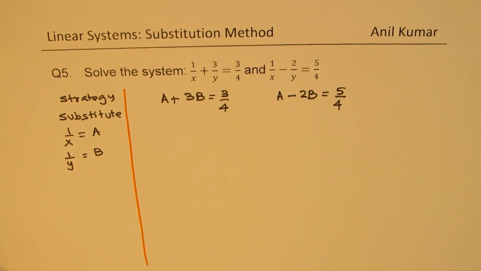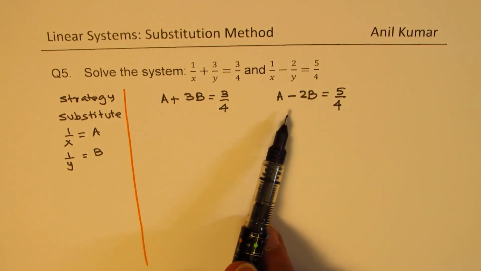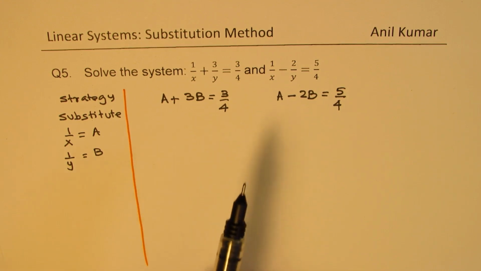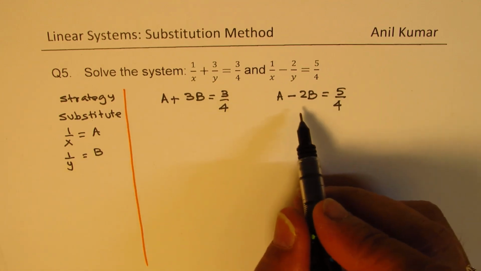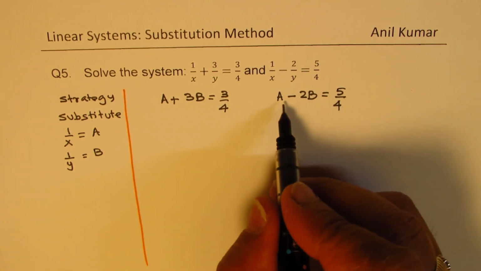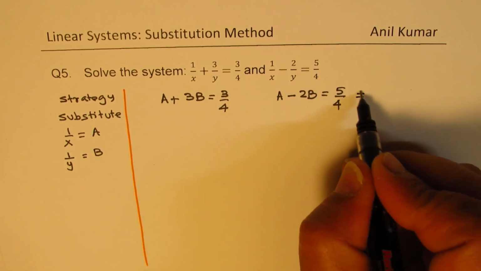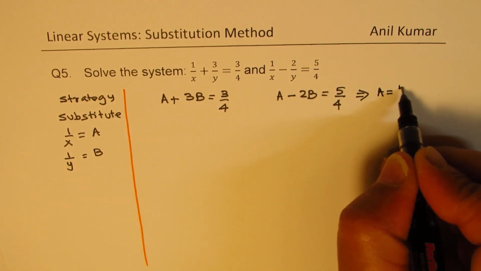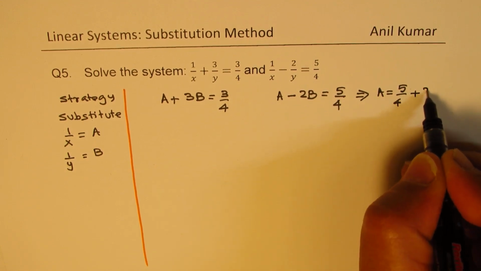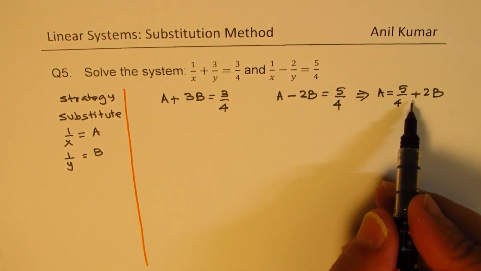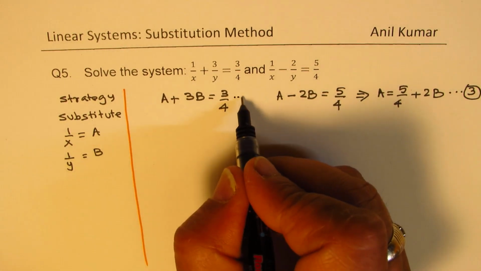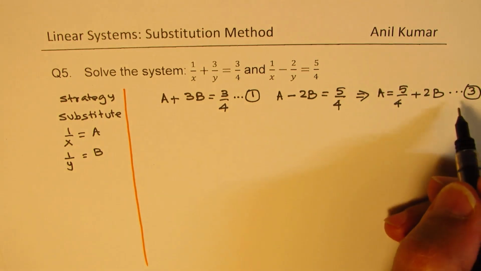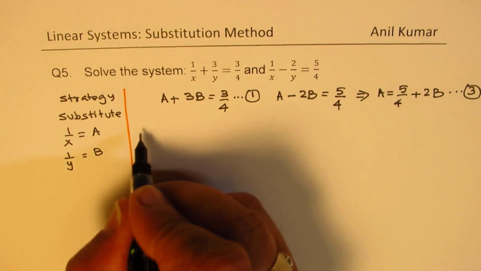Now this equation could be solved very easily using the method of elimination. However, we have to solve it using substitution. So what we will do here is isolate a from any one. So we can say, let a equal 5 over 4 plus 2b. So we'll substitute this value. Let's call this our equation number 3, and that is our equation number 1. So we'll substitute 3 in 1.